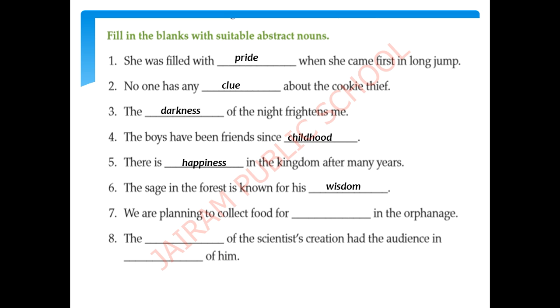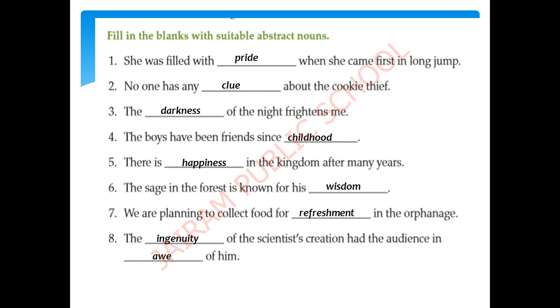The next sentence is, we are planning to collect food for refreshment in the orphanage. The next statement is, the dash of the scientist's creation had the audience in dash of him. The ingenuity of the scientist's creation had the audience in awe of him.